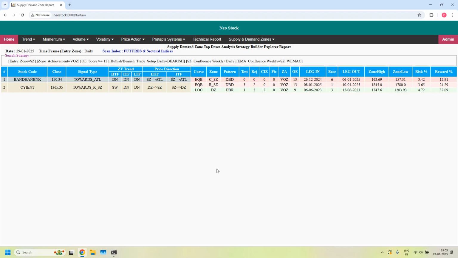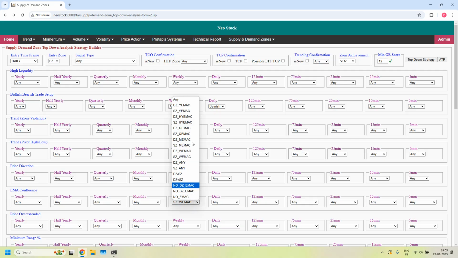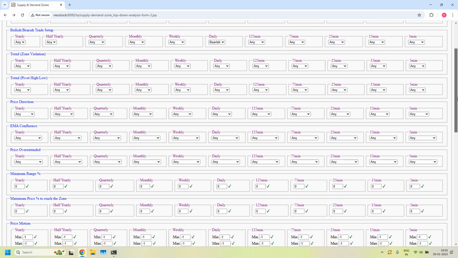This is LTF and ITF specific and ITF EMA confluence. Next, let us look for LTF, ITF and HTF specific. So I am removing this EMA filter which is specific to ITF. Now we are focusing on HTF.